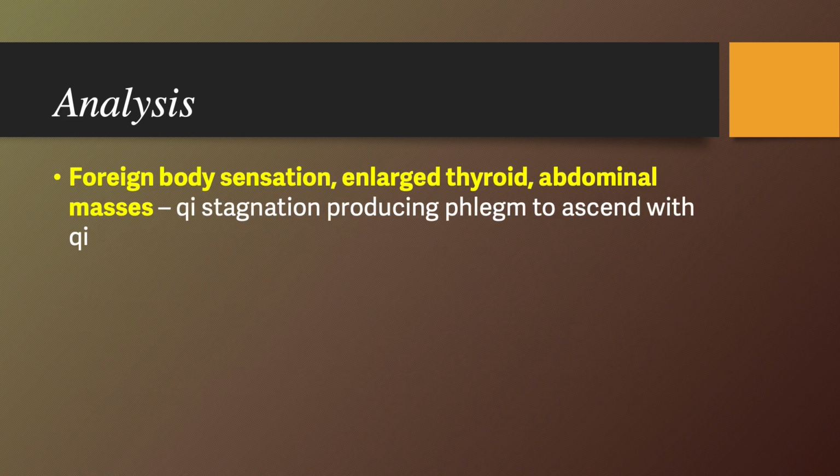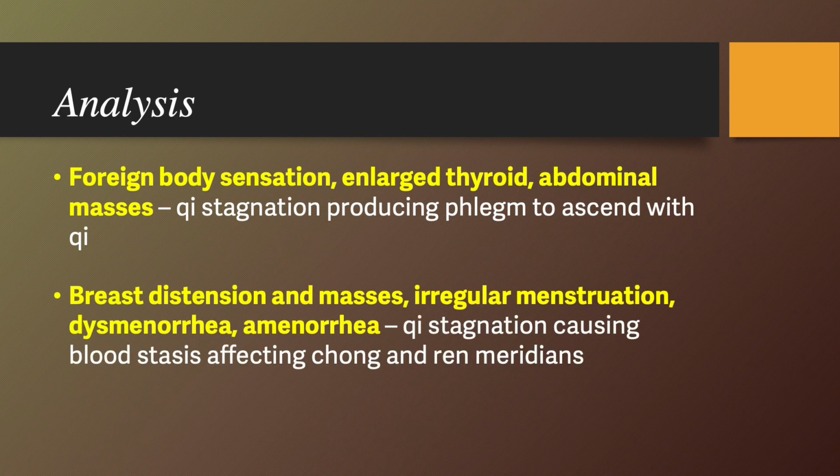Over time, qi stagnation may produce phlegm to ascend with qi, leading to foreign body sensation and enlarged thyroid or abdominal masses. Qi stagnation may also cause blood stasis, affecting the Chong and Ren meridians and thus resulting in breast distension and masses, irregular menstruation, dysmenorrhea or amenorrhea. A wiry pulse is indicative of a liver condition.